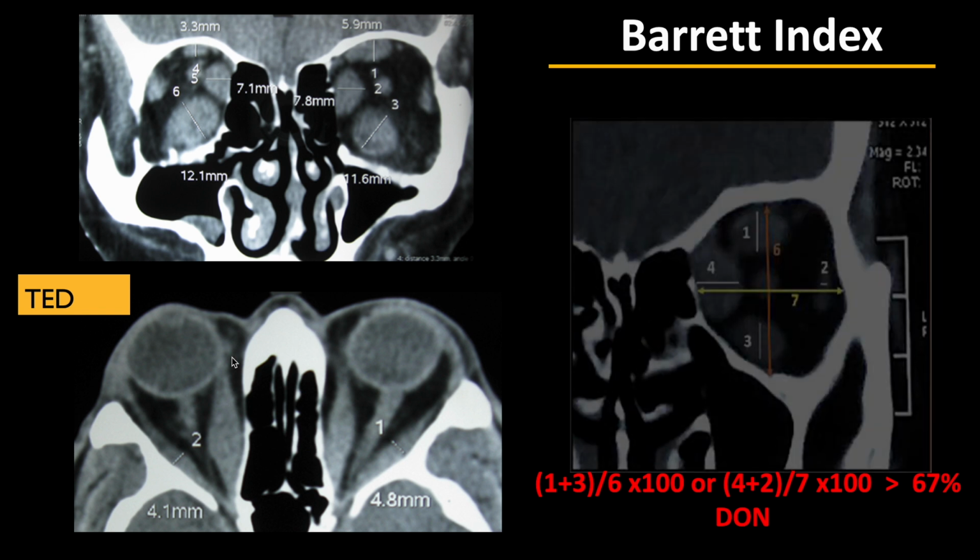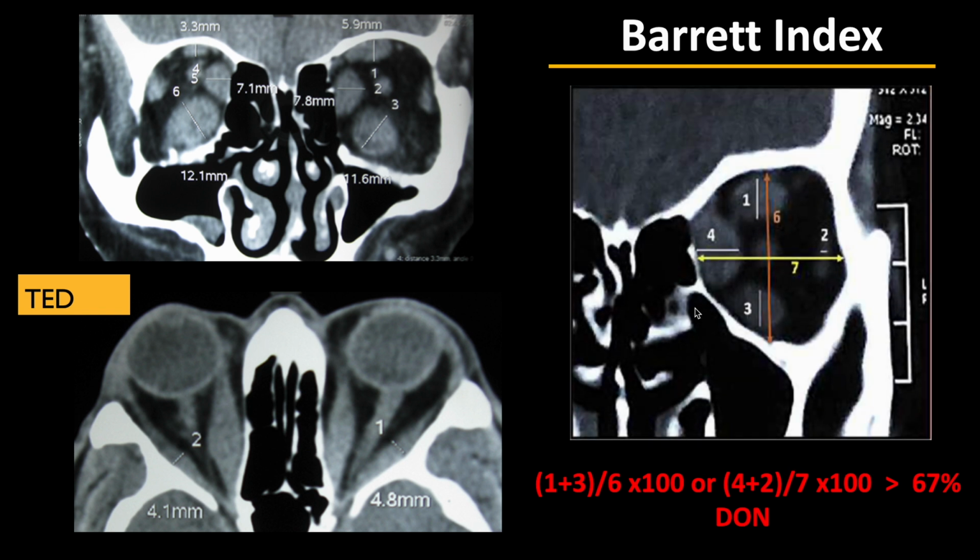An important radiologic finding to rule out thyroid optic neuropathy is to look at the Barrett's muscle index. What is it? It is the addition of the vertical diameter of the superior rectus and inferior rectus divided by the vertical diameter of the orbit, or addition of the medial rectus and lateral rectus divided by the horizontal diameter of the orbit. This muscle index of more than 67% is indicative of orbital apex crowding.